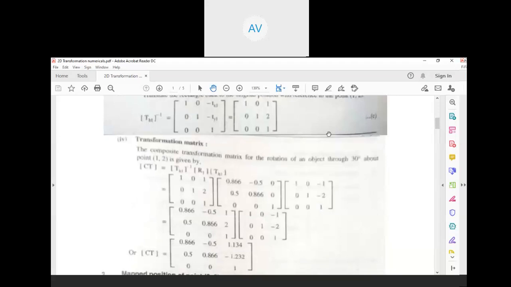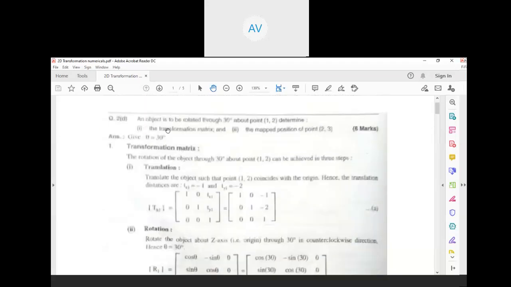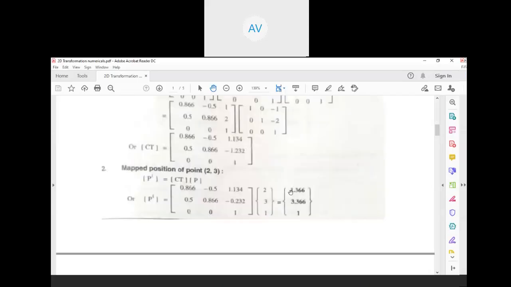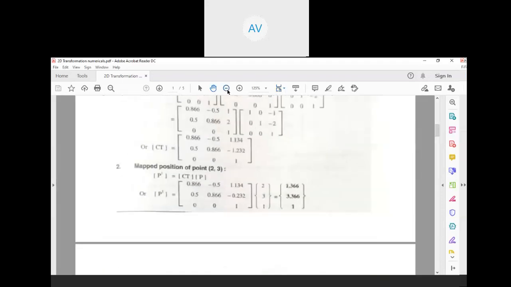Once we get the CT, that is the transformation matrix, we have to find the mapped position of point (2, 3). We multiply this CT with the original coordinates of point P, that are (2, 3). (2, 3, 1) is the homogeneous form, that's why 1 is written. Multiplying the CT with the original coordinates of P, we get the new position of point (2, 3), which is (1.366, 3.366). Like this we have to solve the numerical.